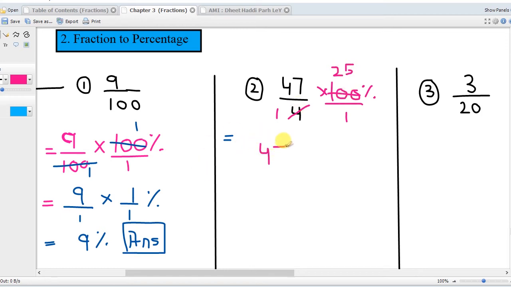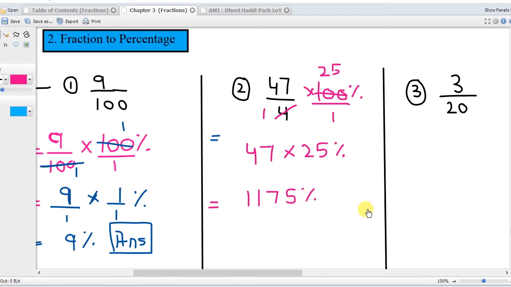So write the new equation, which is 47 times 25%. Whenever you are getting the value 1 in the denominator, there is no need to write 1 in the denominator, right? So now simply multiply both of these two numbers, 47 times 25. So this will become 1175%. So this is our final answer.